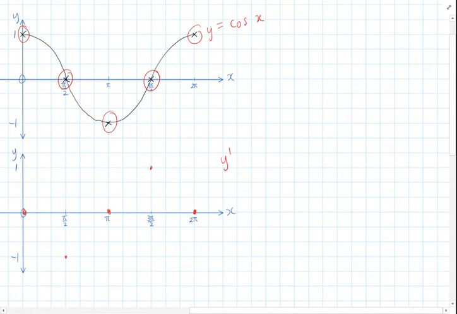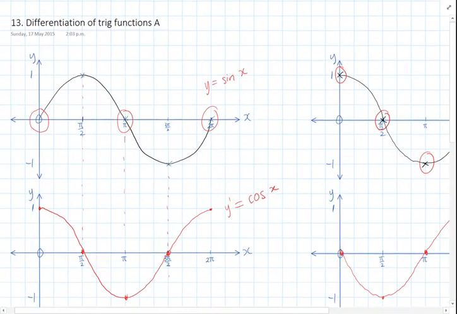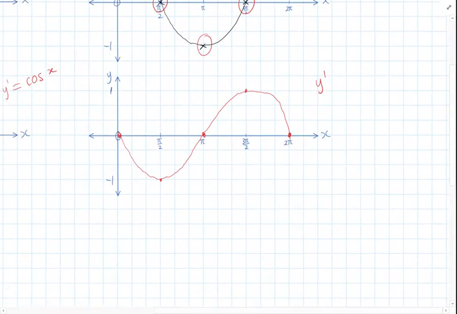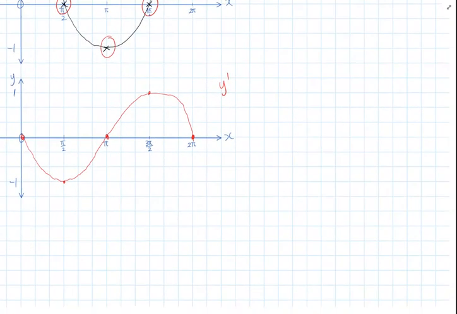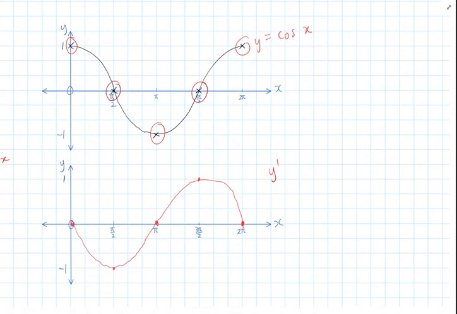And so if I sketch those points together as a trig function, I get this graph here, which looks a little bit like our sine graph, except you'll notice that it's flipped around the other way. It's actually negative sine. So we can say that cosine differentiates to negative sine x. Okay, so we're going to look at one more function, and that's for tan.